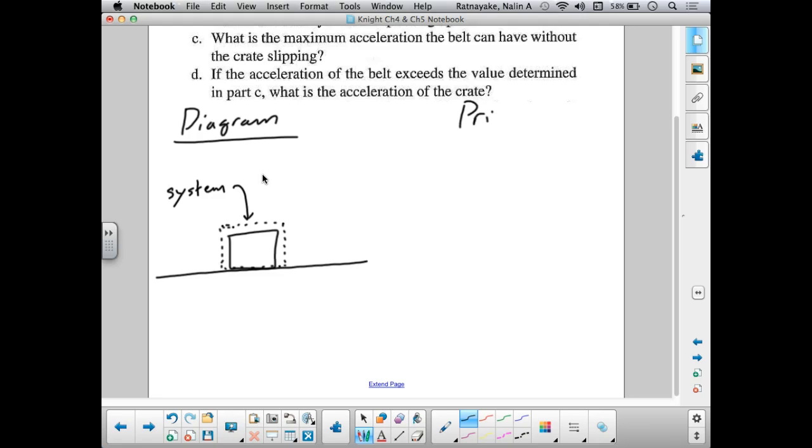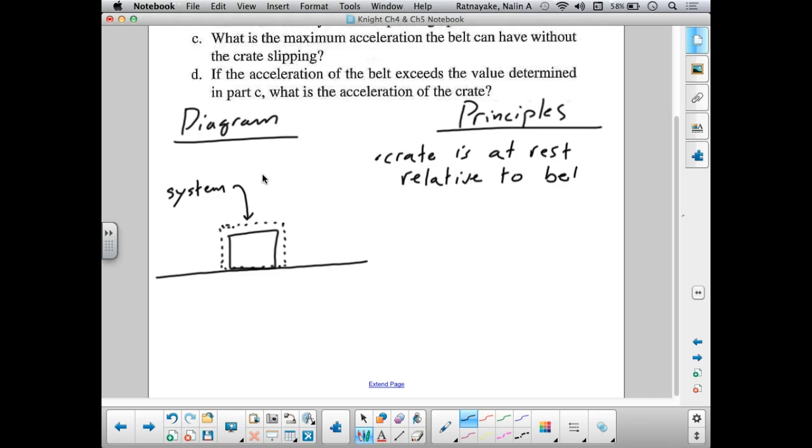So let's put some principles down. Principles. Crate is at rest relative to the belt, even though the belt is moving. Even though the belt is moving, the only thing I'm concerned about is this object right here, this crate. And the only object that crate is touching is the belt. It is not moving relative to the belt. So it's going to behave as if it were at rest, because it is at rest relative to the belt.